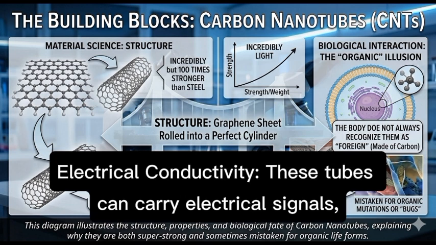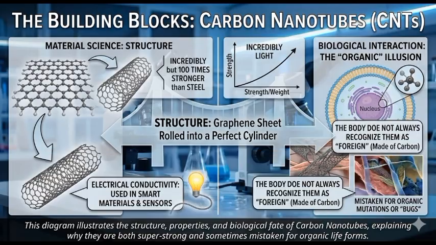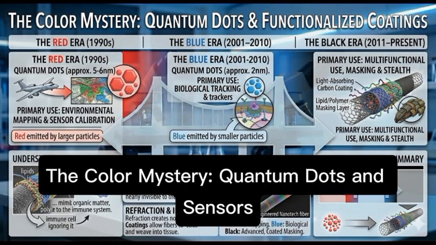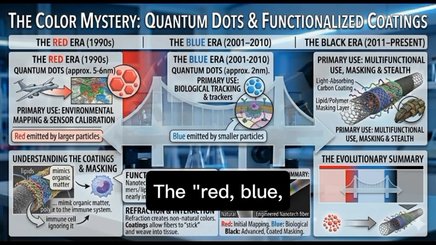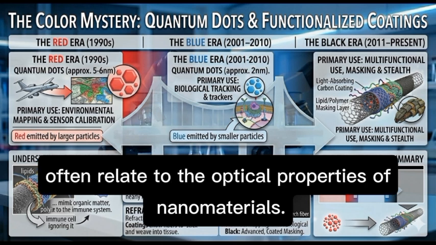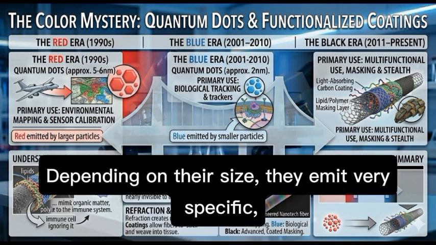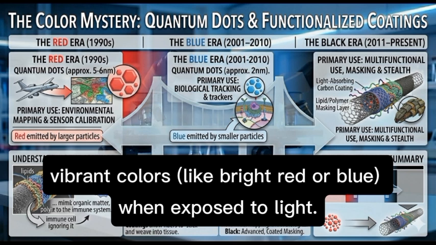Electrical conductivity. These tubes can carry electrical signals, which is why they are used in smart materials and sensors. The color mystery: quantum dots and sensors. The red, blue, and black colors seen in images of exposure often relate to the optical properties of nanomaterials. Quantum dots are semiconductor particles only a few nanometers wide. Depending on their size, they emit very specific, vibrant colors, like bright red or blue when exposed to light.